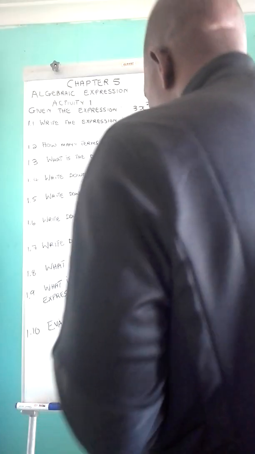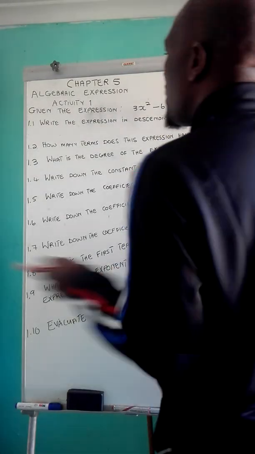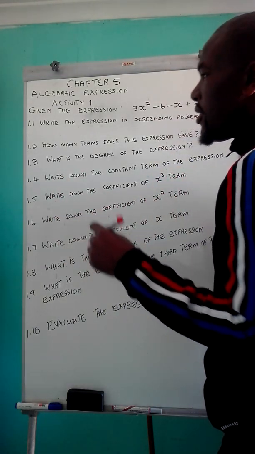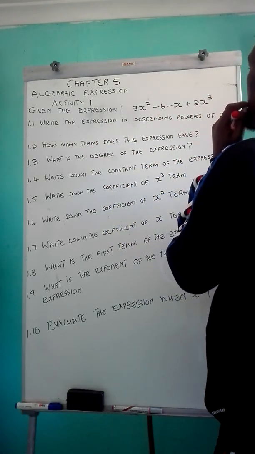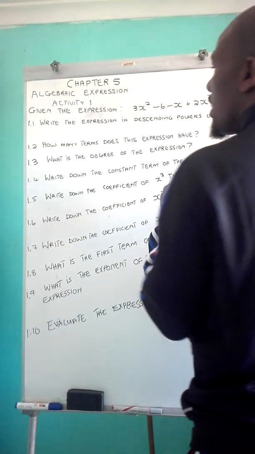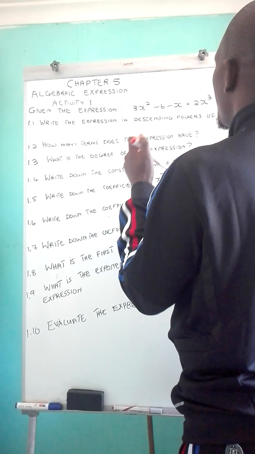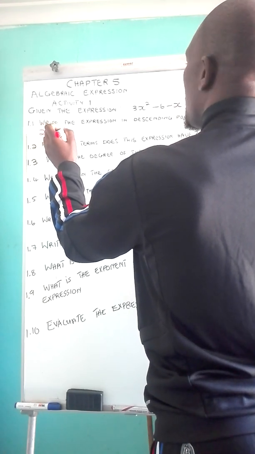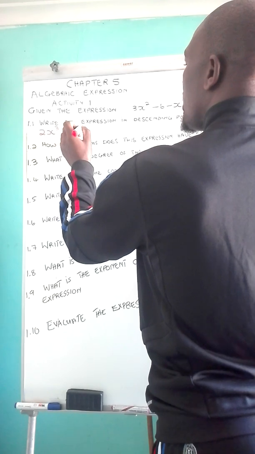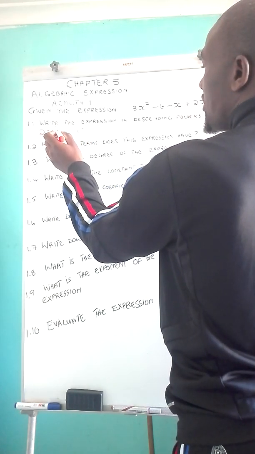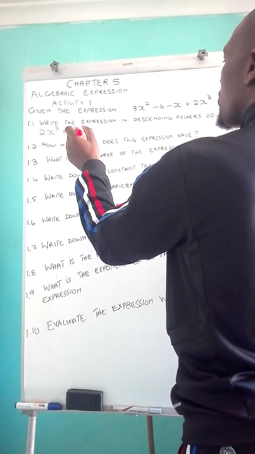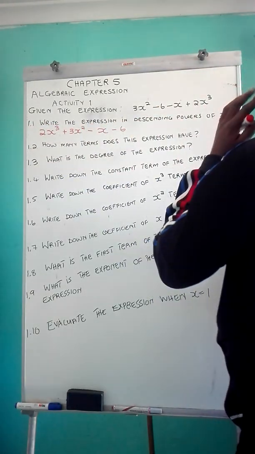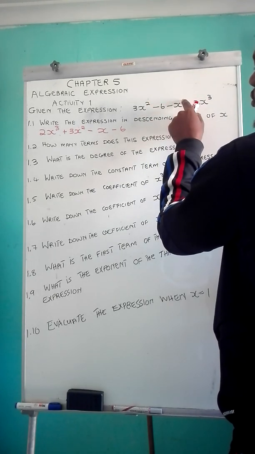Okay, so what we need to do now, write the expression in descending powers of x. Now, descending means start with the highest what? With the highest exponent. So this is going to be 2x cubed plus 3x squared. Look at your exponent, take the highest exponent. The next one is power 1 and it's -6. You write everything, but you start with the highest power.